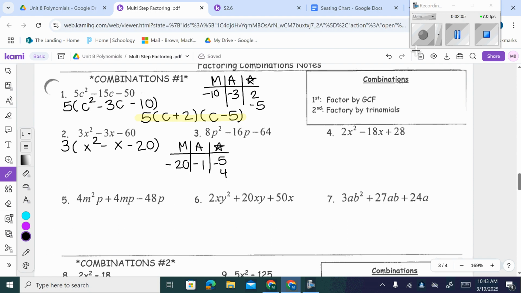Can I shortcut this one? Yup. So I'm going to have what? You shortcut them all. X minus 4 and x plus 5. And what needs to go in the front? The 3, there you go.